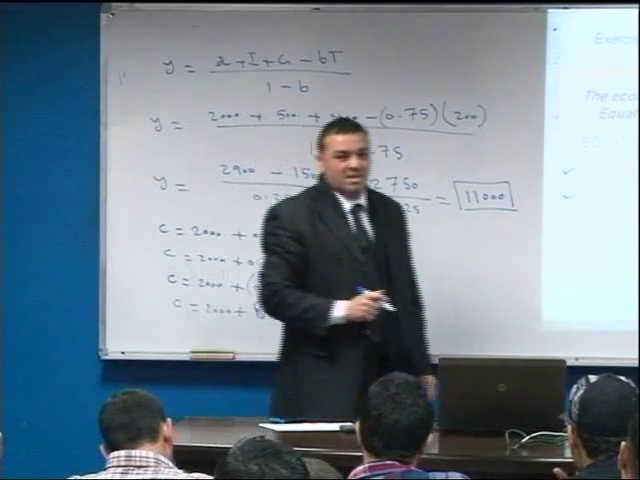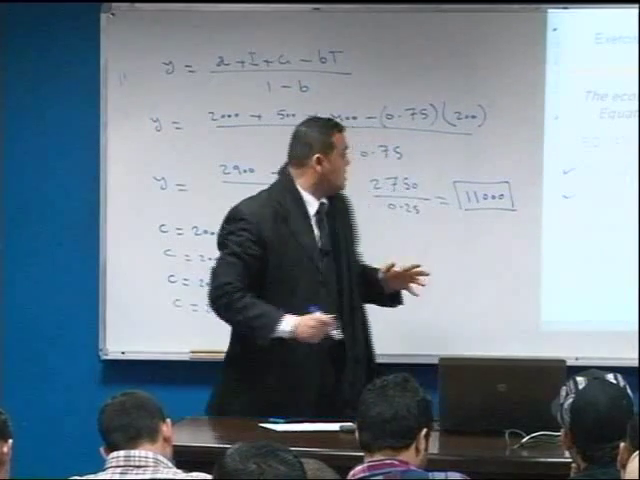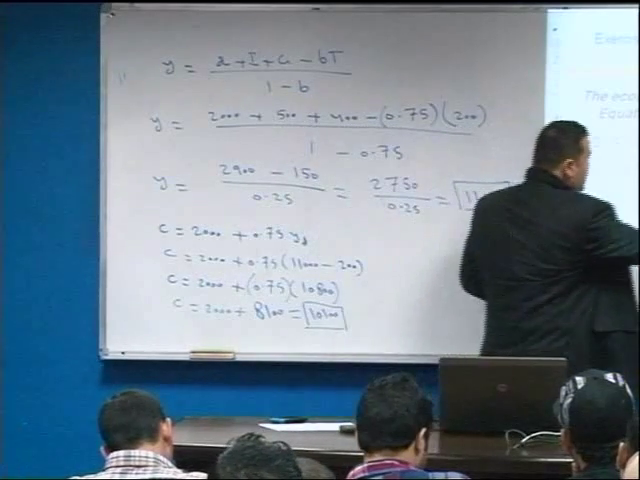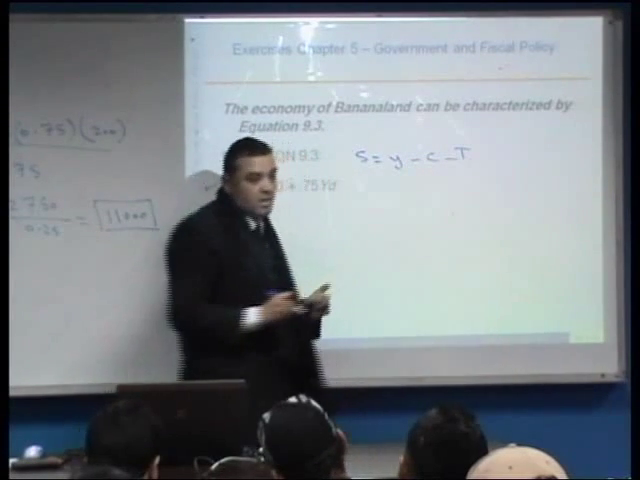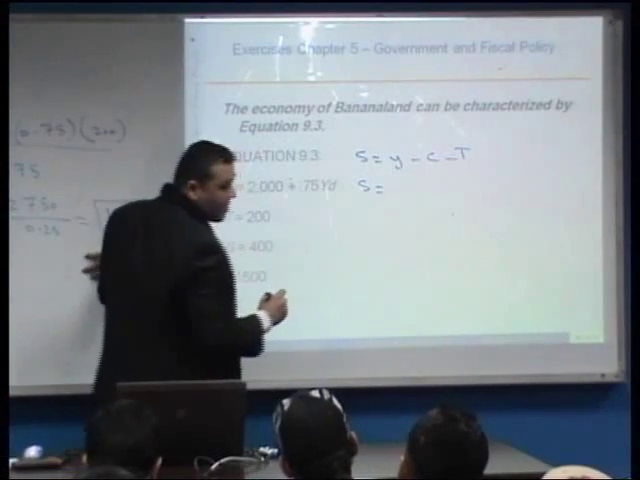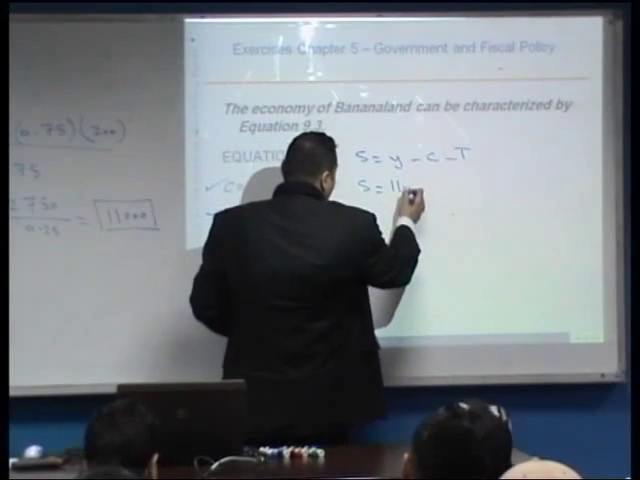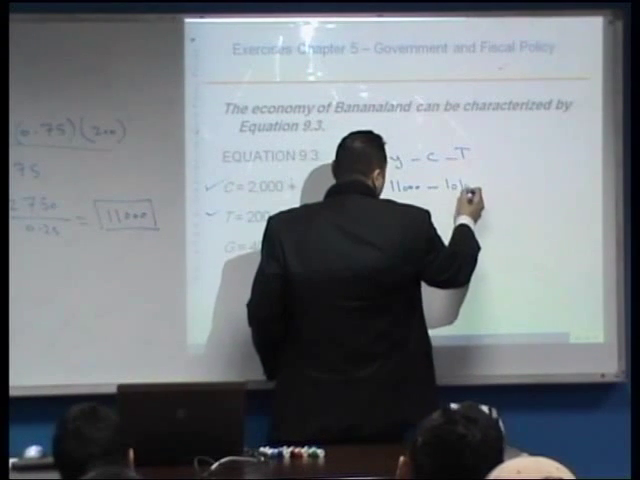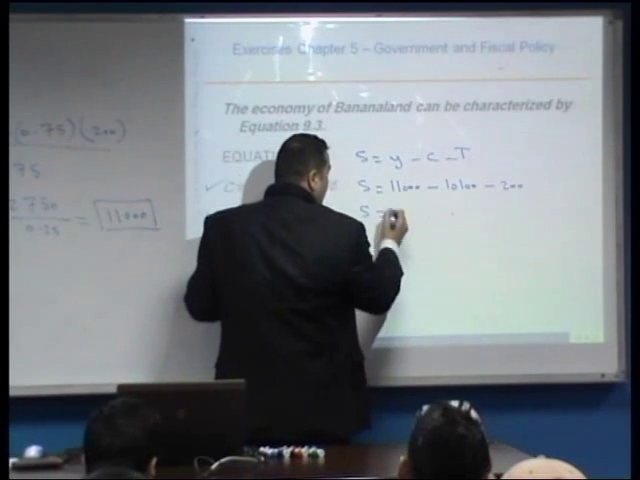How much is the saving in this case? Exactly. It equals YD minus C. So let's calculate the aggregate saving at equilibrium. As you know, saving equals Y minus C minus T when we have a government. So S equals Y, the equilibrium level of aggregate output, which equals what? 11,000, correct, 11,000 minus the consumption 10,100 minus the taxes 200. So the saving equals how much?